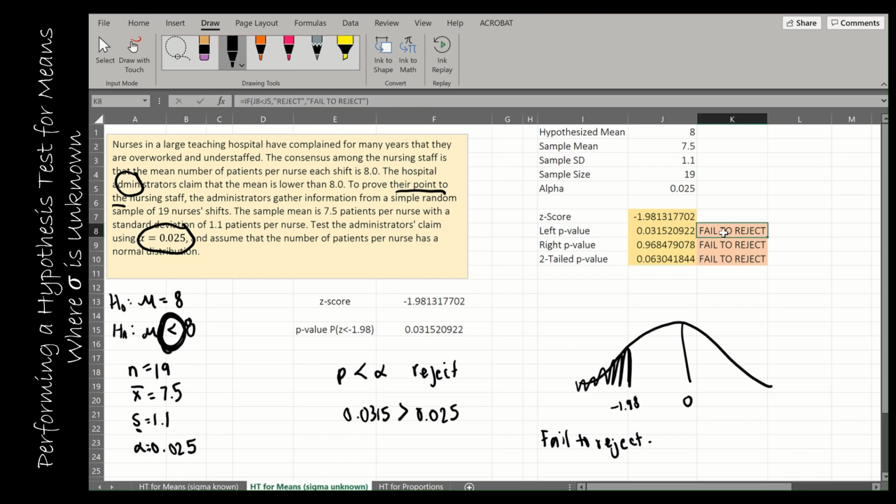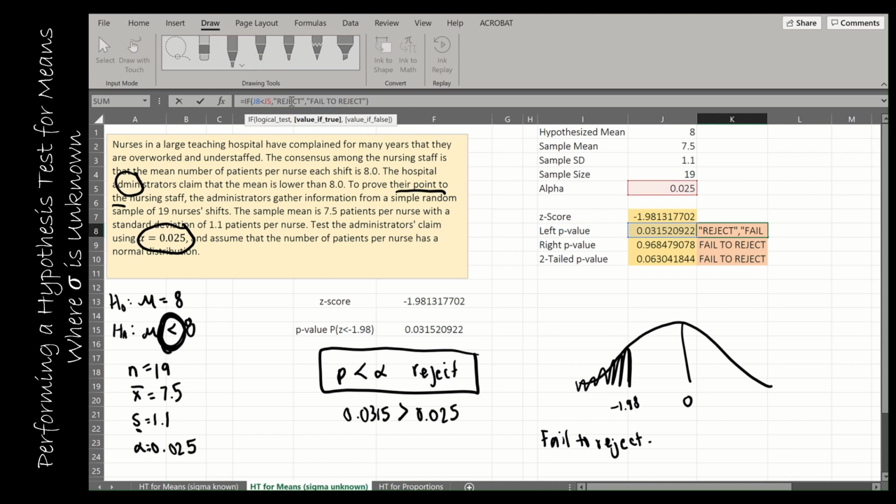Now, in terms of reject or fail to reject, again, this is just me being a math dork, but if you're a math dork like me, feel free. So I'm using, again, the IF function. The IF function says, here's my test, and my test is exactly what I did here. I tested if p was less than alpha. So if p, which is this value right here, if my left-hand p is less than alpha, then I want to reject. Otherwise, I fail to reject.